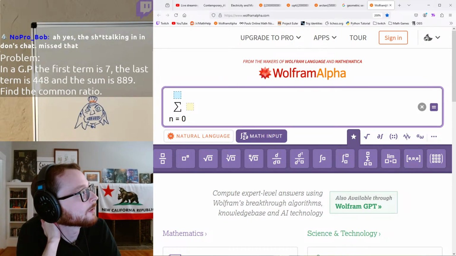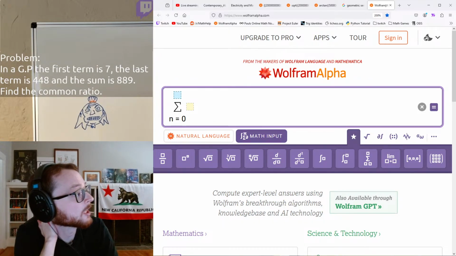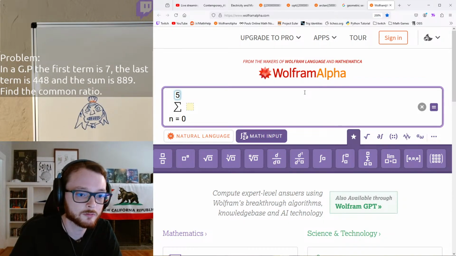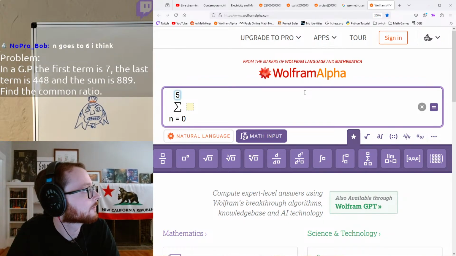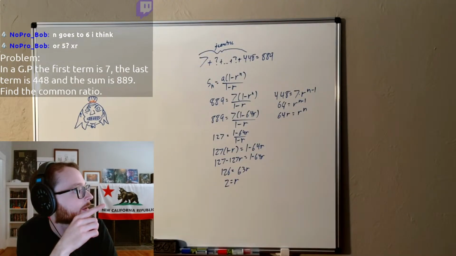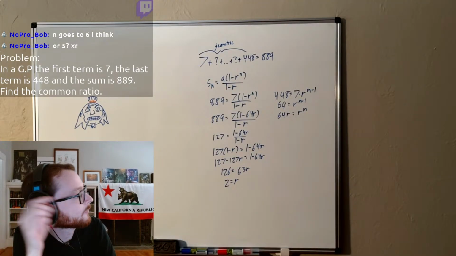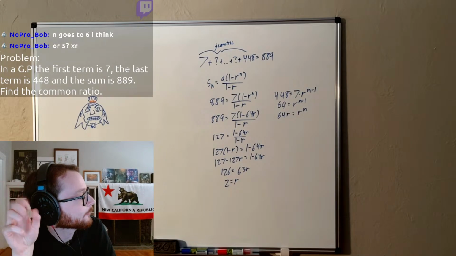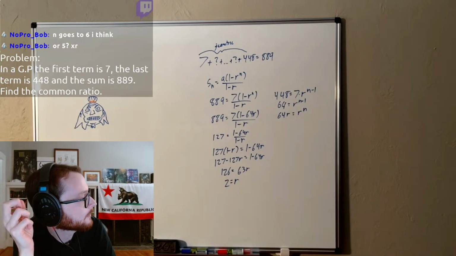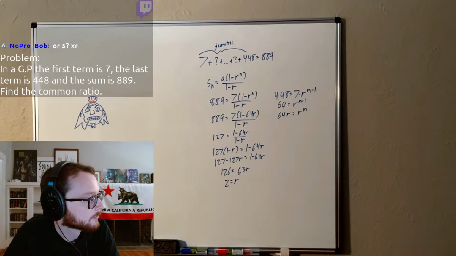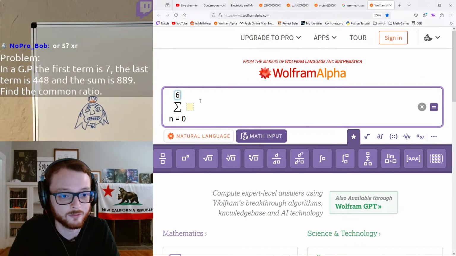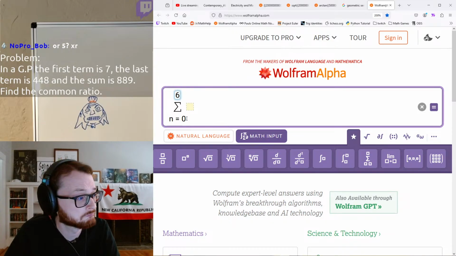So if I'm getting 2 for r, that means my n is 5 to 6? Oh, might be 7. Wait, I'm going off on the right-hand side. 64 equals 2 to the n minus 1 is the same as 128 equals 2 to the n. 128 is 2 to the 7, I think? To 6? I guess... We'll try it both ways.